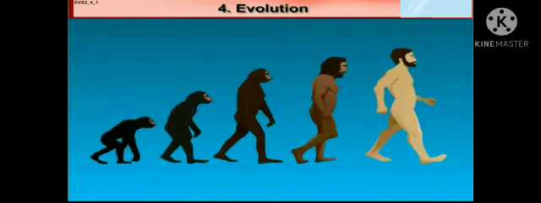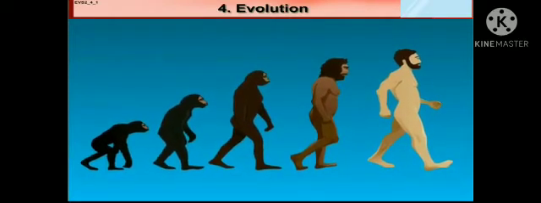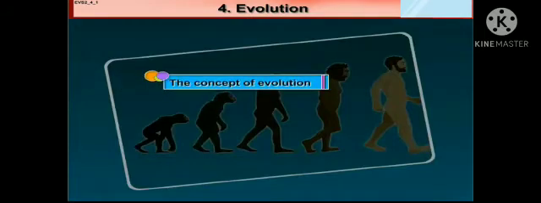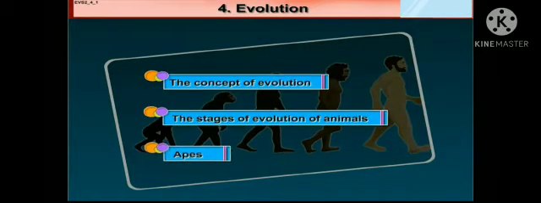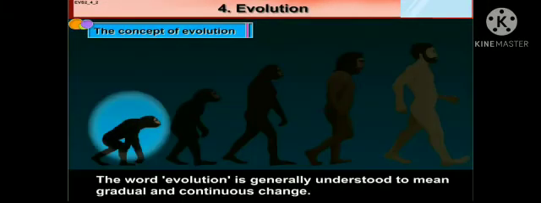Now, see what is given in the picture. Yes, can you see this? Now, let us see what we are going to see in this lesson. The concept of evolution, then the stages of evolution of animals and apes. So, let's begin. First, we will see the concept of evolution.